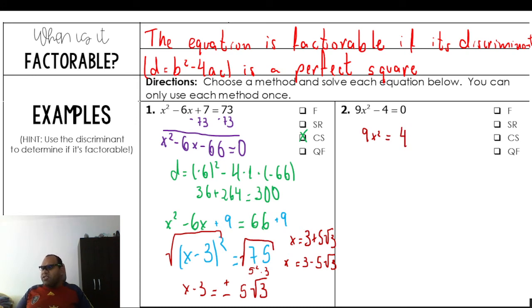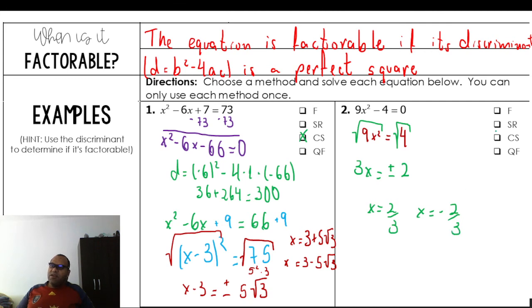Taking the square root on both sides, square root here, square root there. Which number times itself is 9? 3. Which number times itself equals x squared? X. Which number times itself equals 4? Positive and negative 2. Great, I have two solutions. One positive, it is x equals 2/3 positive. Why, mister? Move 3 by the opposite, it will be dividing. 2/3 positive, and x equals negative 2/3. The method I chose here, square root.